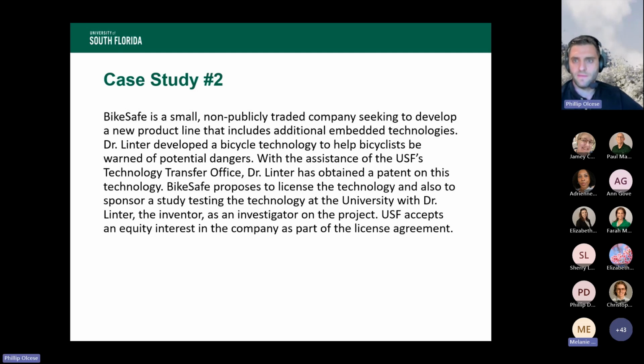Second case study: BikeSafe is a small, non-publicly traded company seeking to develop a new product line that includes additional embedded technologies. Dr. Linter developed a bicycle technology to help bicyclists be warned of potential dangers. With assistance of USF's TTO office, Dr. Linter has obtained a patent on this technology. BikeSafe proposes to license the technology and also to sponsor a study testing that technology at the university with Dr. Linter, the inventor, as an investigator on the project. USF accepts an equity interest in the company as part of the licensing agreement.